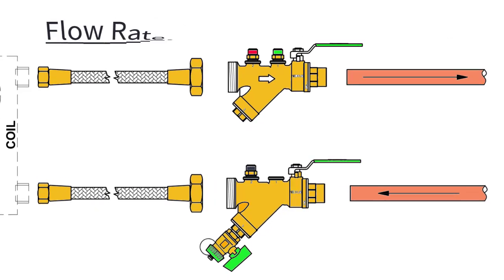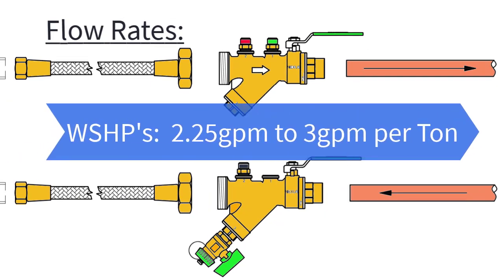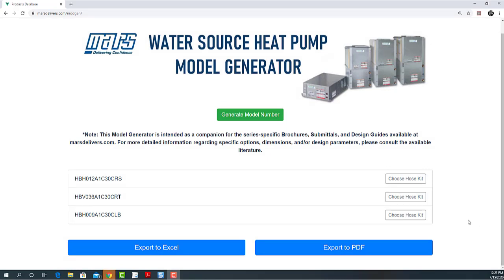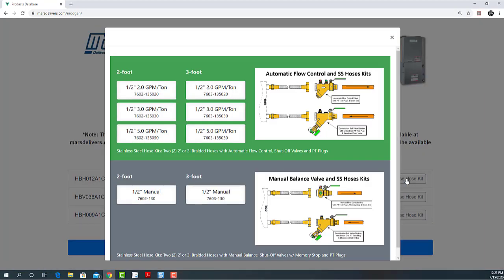Also, know that the average commercial water source heat pump will need between 2¼ to 3 gallons per minute per ton. This figure plays an important role in choosing the right hose kit. To select the appropriate hose kit, click on the button by the corresponding model. A new window will open to show the available matches for both automatic and manual hose kits.